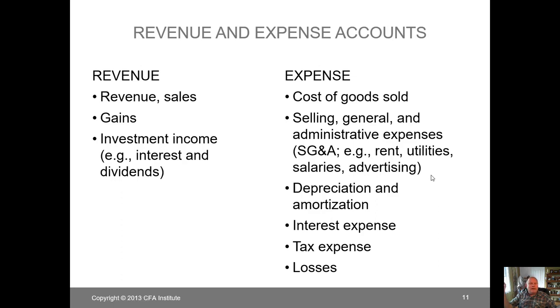What do we have in revenue? Well, we have sales. We have gains on the sale of fixed assets or other things that are not part of that operating cycle. We can have investment income. That's part of the investing cycle. Then we have expenses. Cost of goods sold: what is it costing us to produce them? General and administrative costs. Depreciation and amortization, non-cash. Interest expense, tax expense. Losses, no. We could, but don't focus on that.